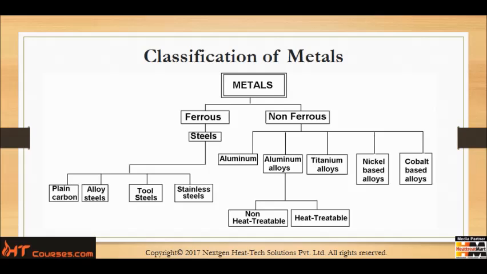On the ferrous side, we can see bottom left on the tree, plain carbon steels. Then we have alloy steels. Then we have tool steels. And in reality, when you think about it, tool steels are simply alloy steels. Then we have stainless steels. Within each of those groups are numerous types of steels for different purposes.